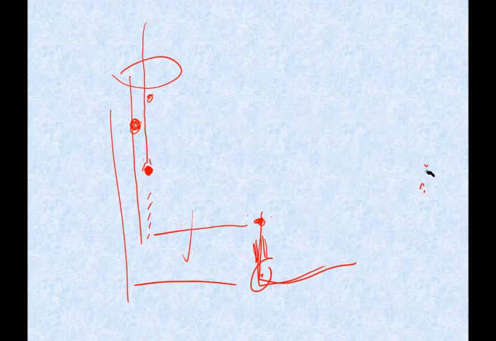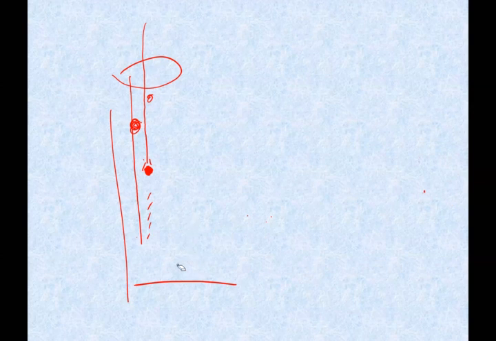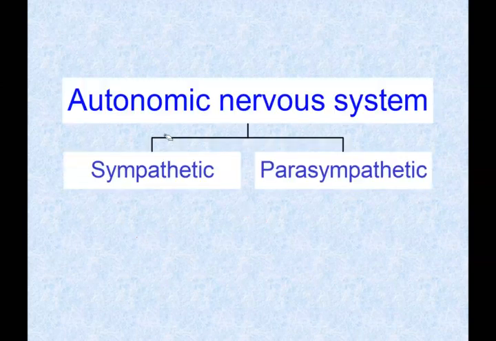So remember this point. Then one of these fibers is myelinated, the other one is not myelinated, so you call them myelinated and non-myelinated fibers. So the autonomic nervous system, as we have already mentioned, has these two components, sympathetic and parasympathetic.